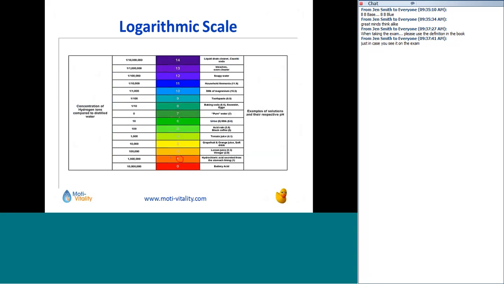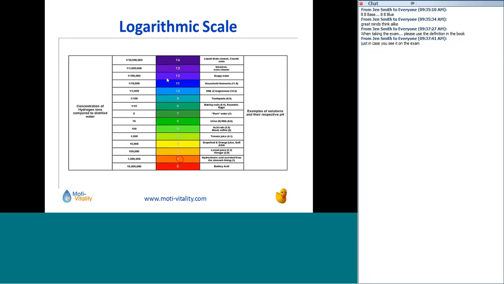What that means is that a pH of 6 is 10 times more acidic than a pH of 7. A pH of 5 is 100 times. A pH of 4 is 1,000 times. A pH of 3 is 10,000. So at a pH of 1, you are 1 million times more acidic than a pH of 7. Your stomach acid, your stomach lining, 1 million times more acidic. That's incredible to me. I mean, look at battery acid, it's like 10 million times more acidic. And it doesn't matter where it's at.